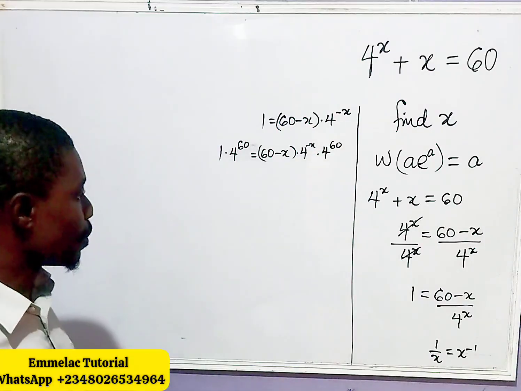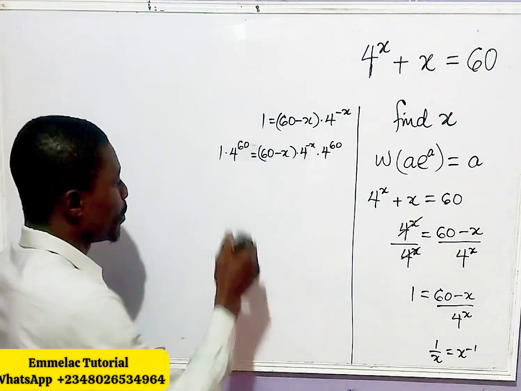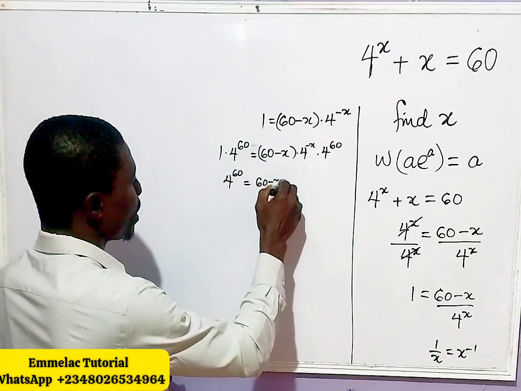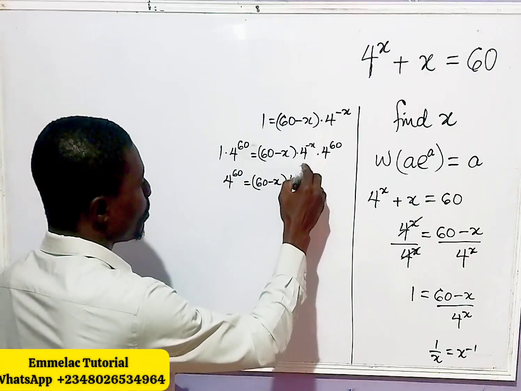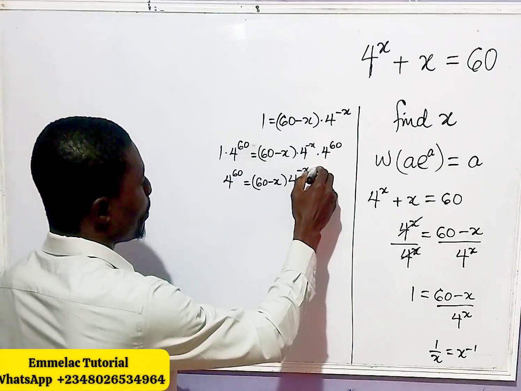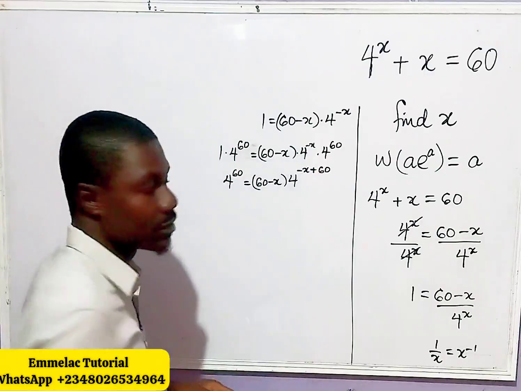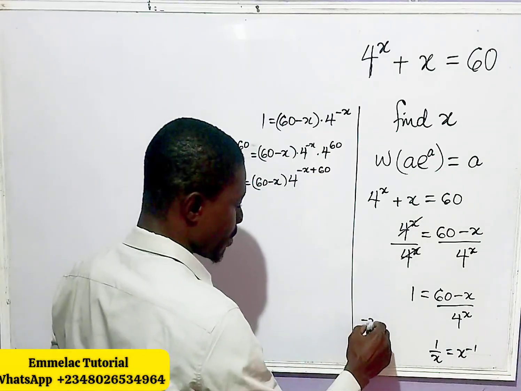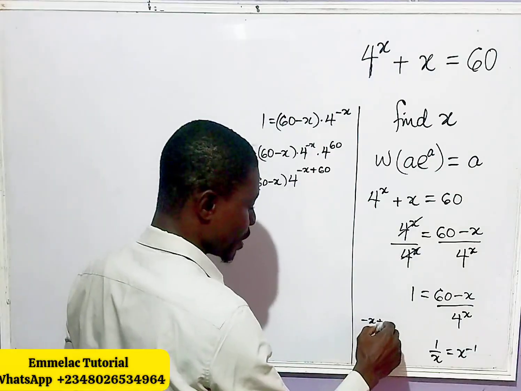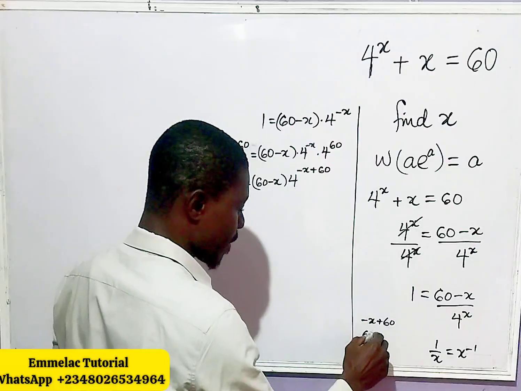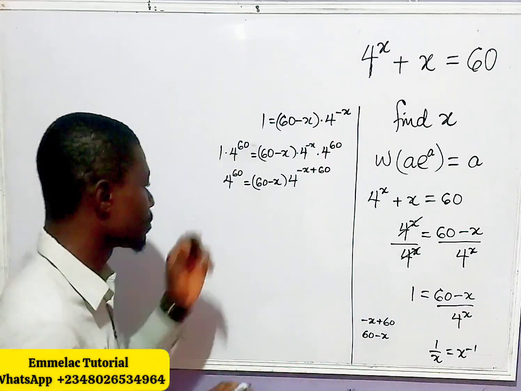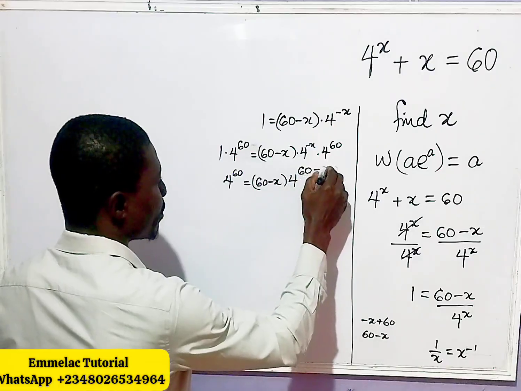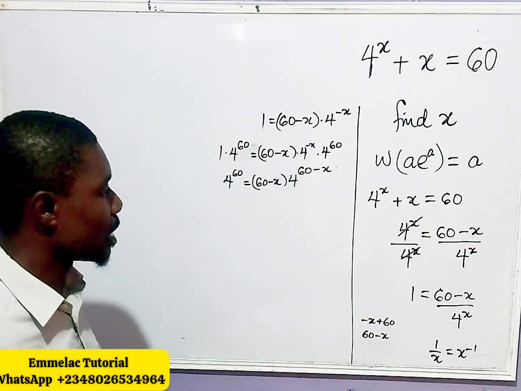Okay, so then applying the law of indices, we have 4 raised to the power of 60 equals 60 minus x, then 4 raised to the power of minus x plus 60. And you know, in a case like this, negative x plus 60 is still the same thing as saying 60 minus x, right? So here we can also write this as 4 raised to the power of 60 minus x. Okay, I guess we are getting closer.